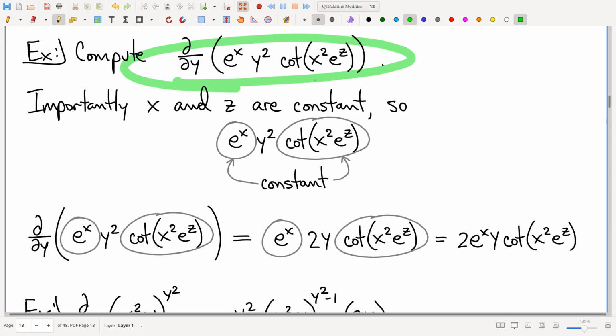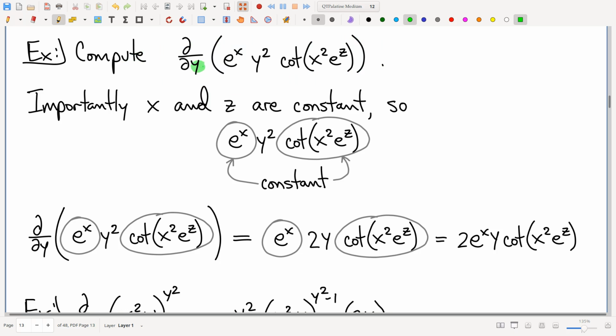And let me remind you of the process. It says right here we're taking a partial with respect to y. The very first thing you do when you take a partial derivative is you set all the other variables equal to constants. So x, being one of the other variables, is a constant. That means e to the x is a constant. It means that x is a constant. That means x squared is a constant. Oh, by the way, z also is one of the other variables. So z is a constant. So e to the z is a constant. So all of this is a great, big, ugly constant.